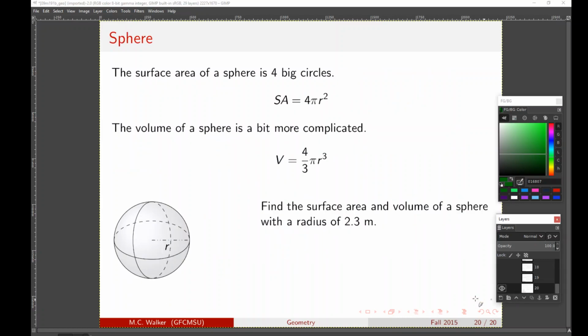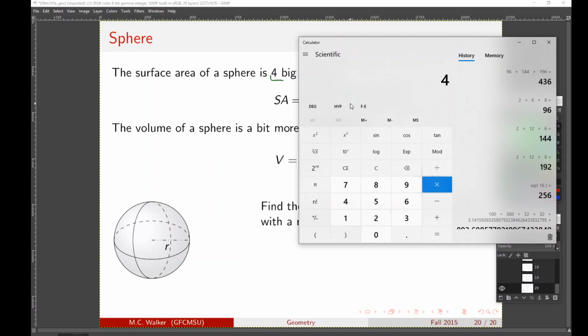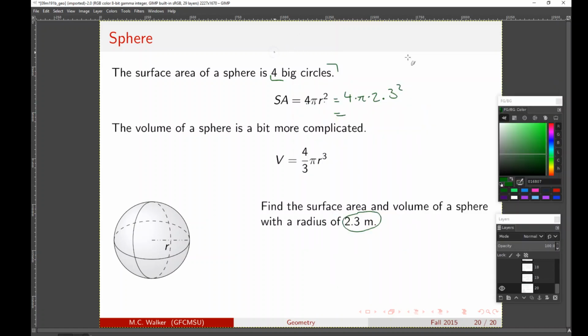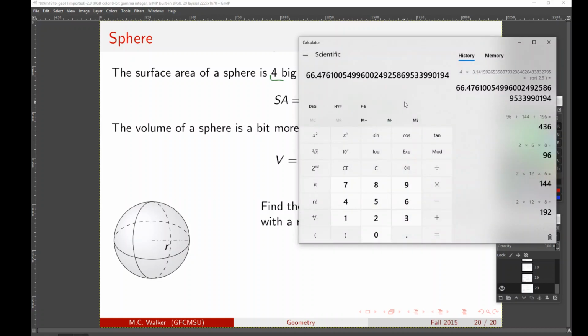A sphere, quite nice, and again, we're just using the formulas. For the surface area, it's 4 big circles, 4 pi r squared. This would be 4 times pi times this 2.3 meters squared. Calculator. 4 times pi times 2.3 squared, 66.48 meters squared.